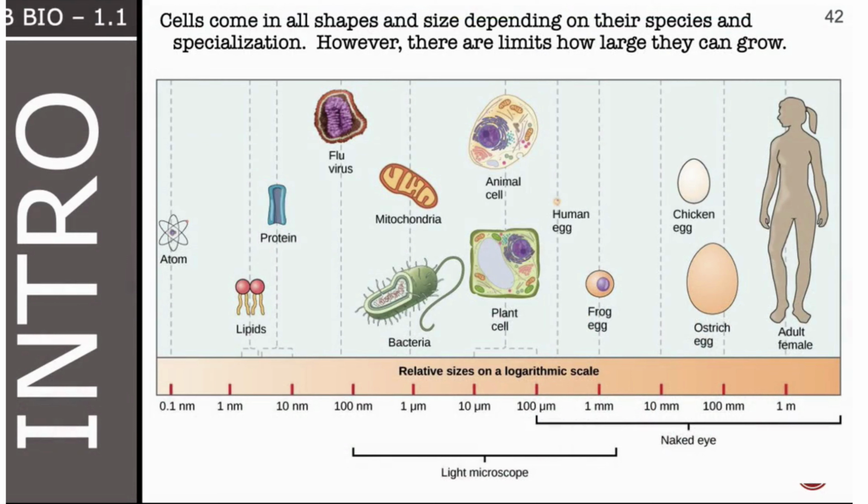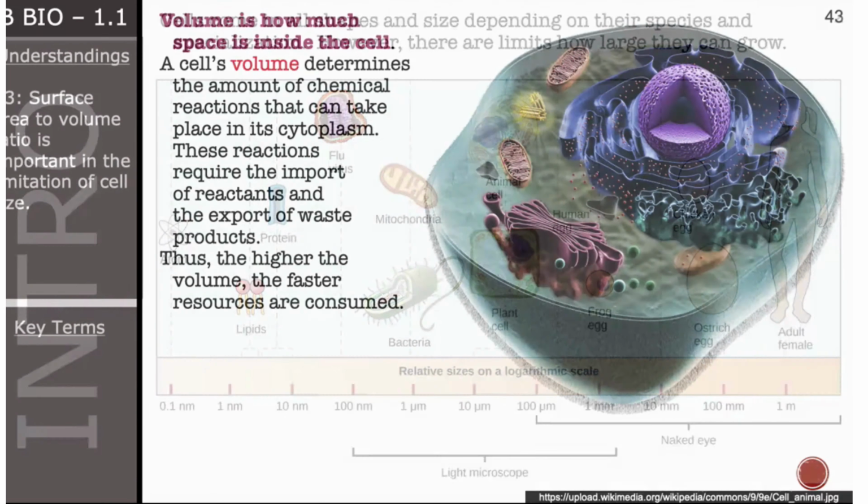As you know, cells come in all shapes and sizes depending on their species and specialization. But there is actually a limit to how large they can grow. As you see on a diagram, the lipids, proteins, viruses, bacteria, plant cells, all have certain sizes, and we can see that certain cells cannot grow beyond their size. That is actually a limit set by their surface area and volume.